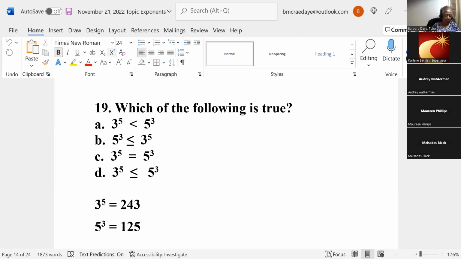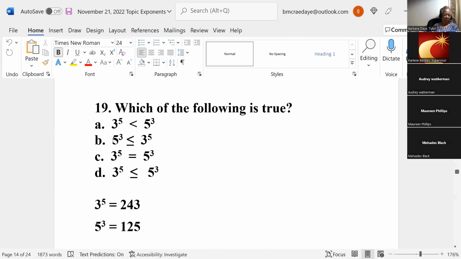So let's look at the choices, all right? Now, 3 to the 5th is 243. 5 to the 3rd is 125. Maureen, is A correct? No. Audrey, I think you said you have A. See, that's not correct because yes, 3 to the 5th is 243. That's greater than 5 to the 3rd, right? All right, let's go to B.